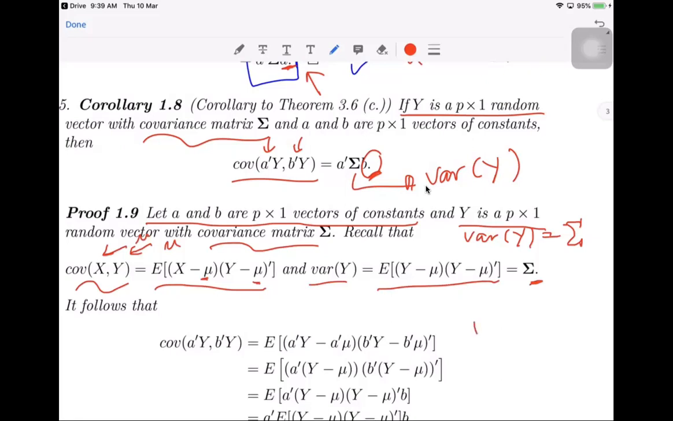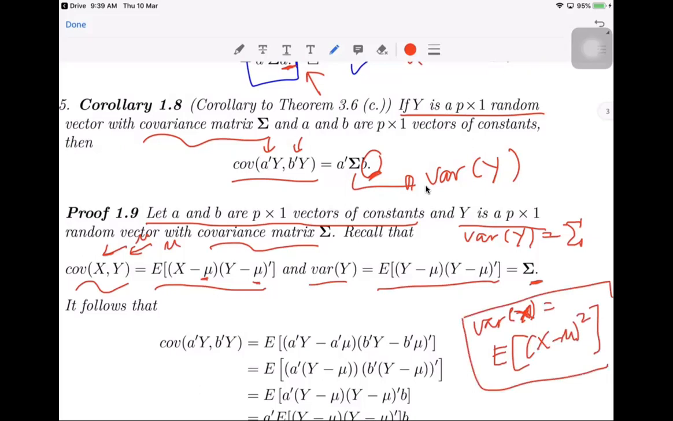I really want to emphasize this: in the univariate case, for a random variable x, the variance is just x minus mu squared. This is the usual notation you see in your probability class, but in the multivariate case, it will be in terms of transposed vectors.